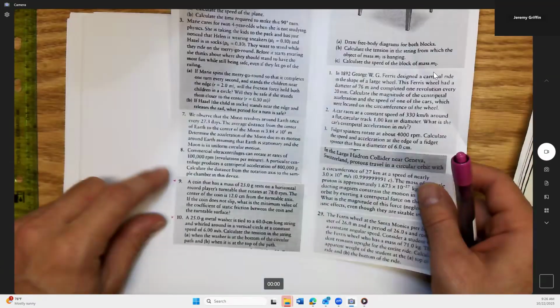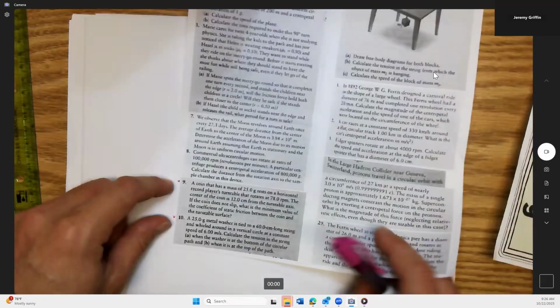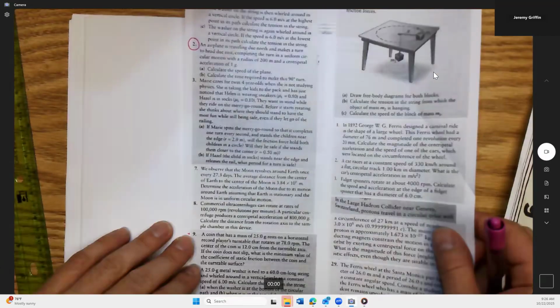Alright, so I picked a couple that are circular motion and also some that are gravitation, but we'll see how much we can do by the end of class.